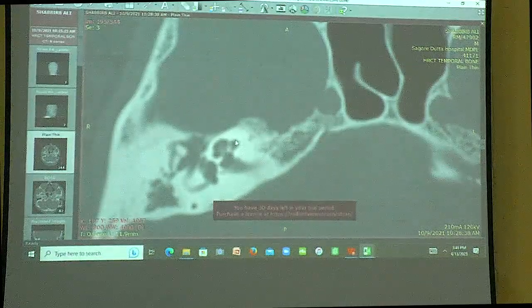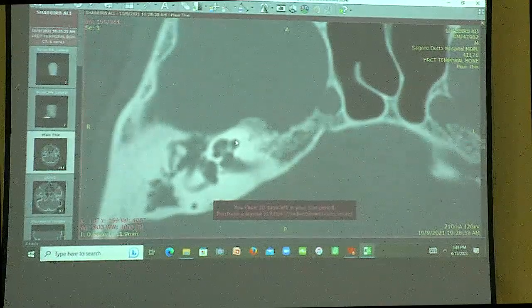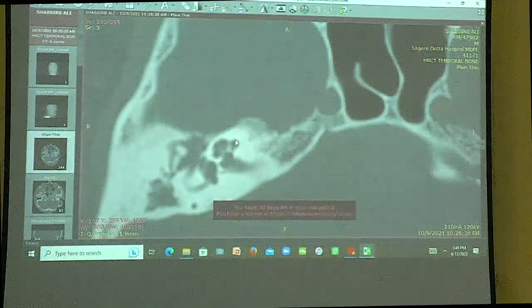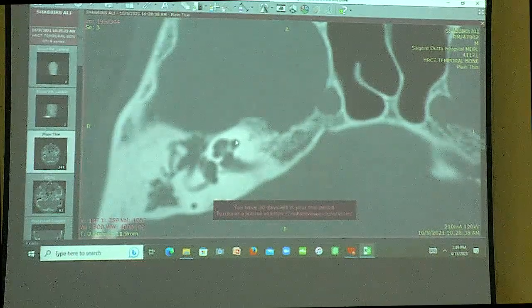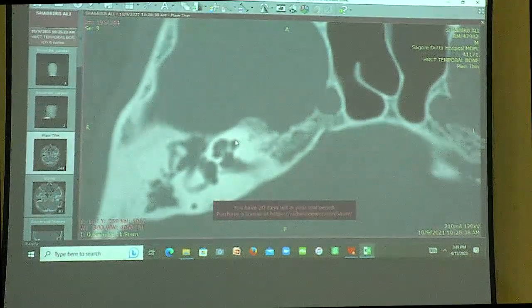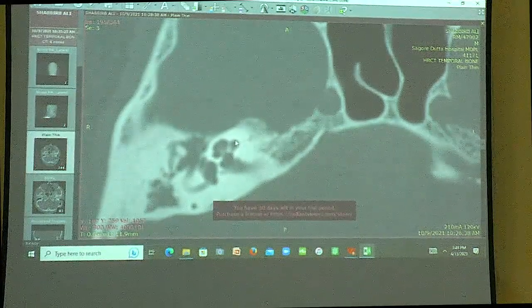And then if it is very thin bone, we cannot be sure whether that bone is present or not, right? So you have to be aware and you have to be cautious while doing the surgery. This is what I wanted to emphasize.